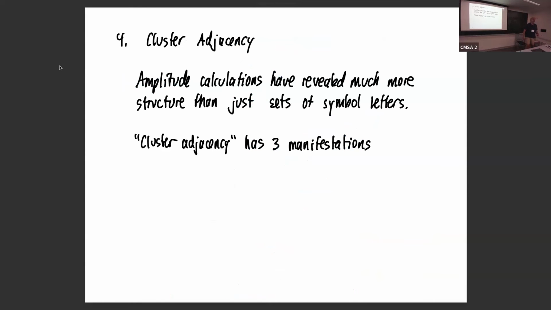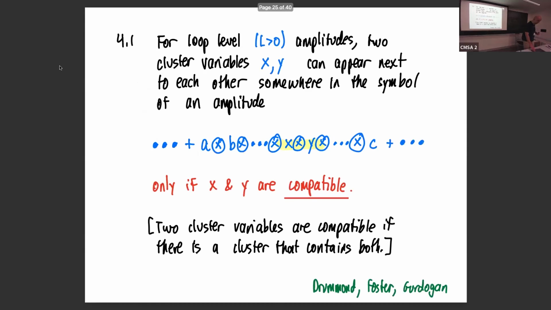All right. So I have a few minutes left. I want to mention something about an important concept called cluster adjacency, because amplitude calculations have revealed much more structure than just sets of symbol letters. Everything I've been talking about so far is just trying to describe sets of symbol letters for a fixed n. And one of those structures is what we call cluster adjacency, and this has three manifestations.